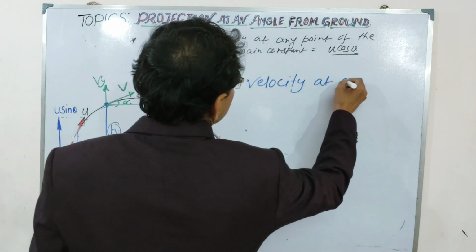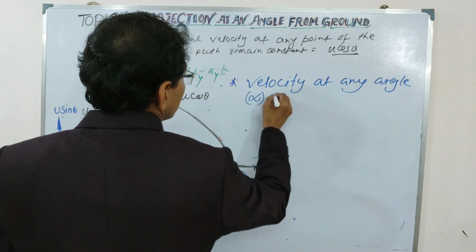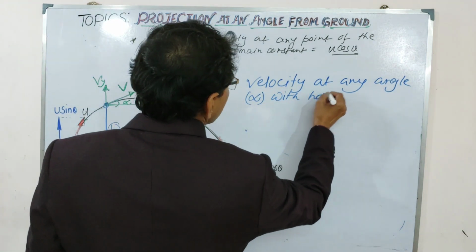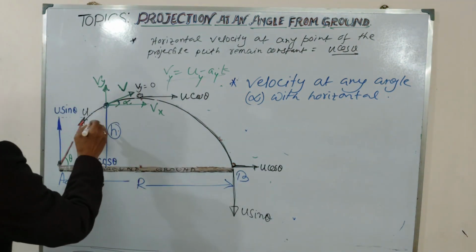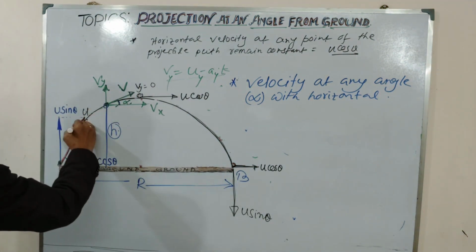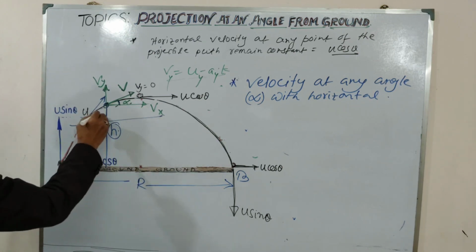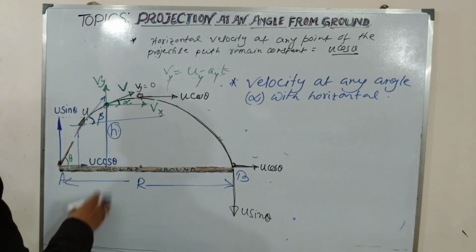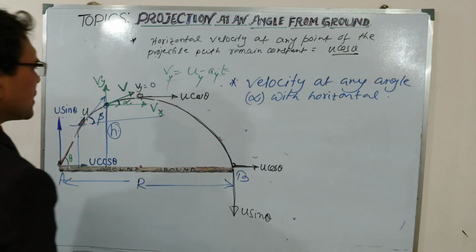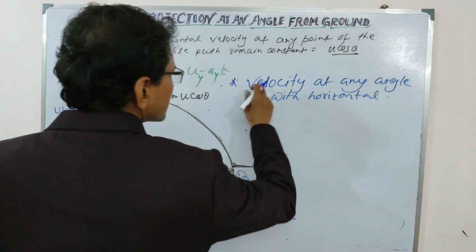Velocity at any angle alpha with horizontal. Suppose this angle, all are different. Suppose this is beta. This angle, all are different. Suppose we are giving an angle alpha with horizontal, then at that angle what is the velocity?